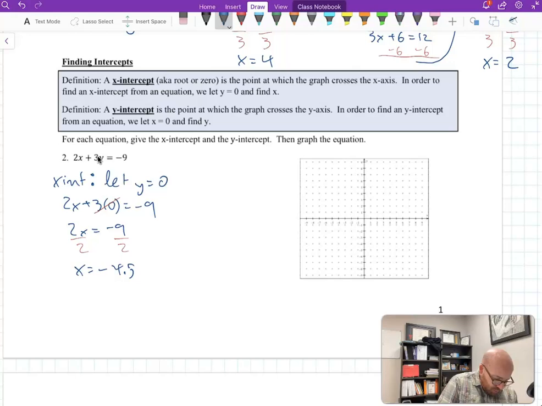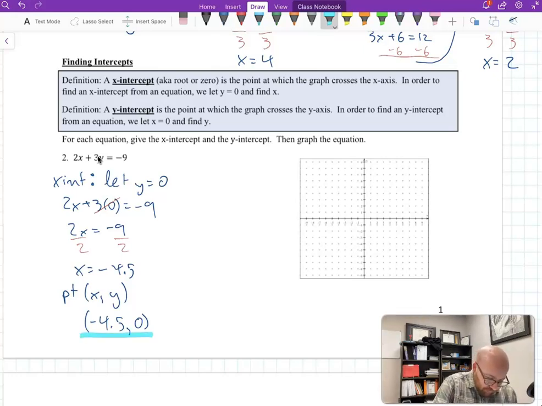So we have the point in terms of x and y. Remember, your points are always in terms of x and y. We have the point negative 4.5, 0. So this is our x-intercept. Let's go ahead and graph that, negative 4.5, 0.